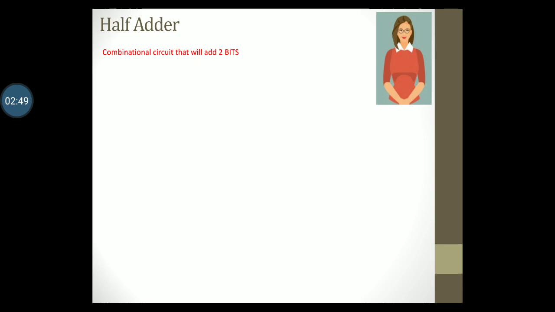The first step is to make a truth table. A truth table is made up of inputs and outputs. A half adder will have two bits as inputs. Let us name those two bits as A and B. Also, as seen in the previous slide, the outputs will be a sum bit and a carry bit. Let us call sum as S and let us call carry as C.